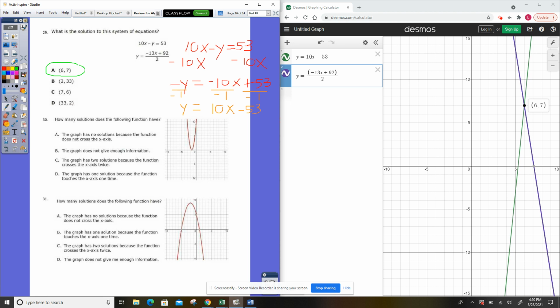The last one I'm going to do in this video is number 30. And number 30 says, how many solutions does the following function have? If you notice, the function crosses the x-axis at one place, so that means it has one solution, which means our answer is D.